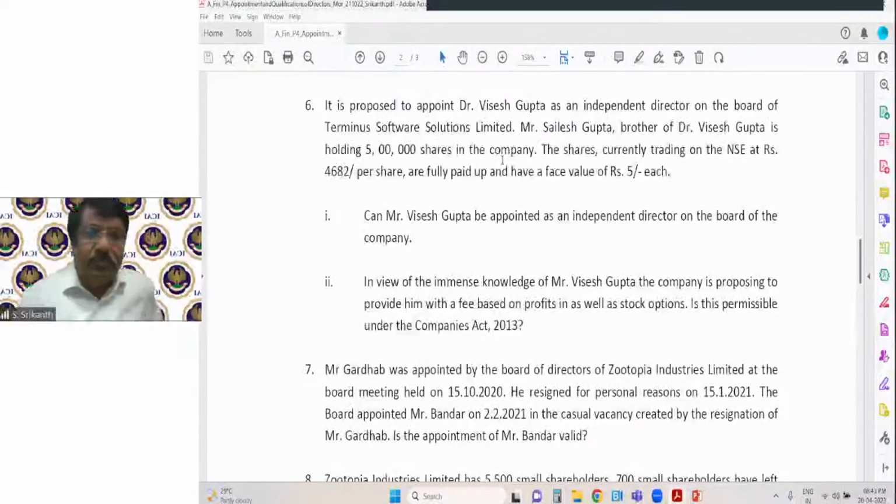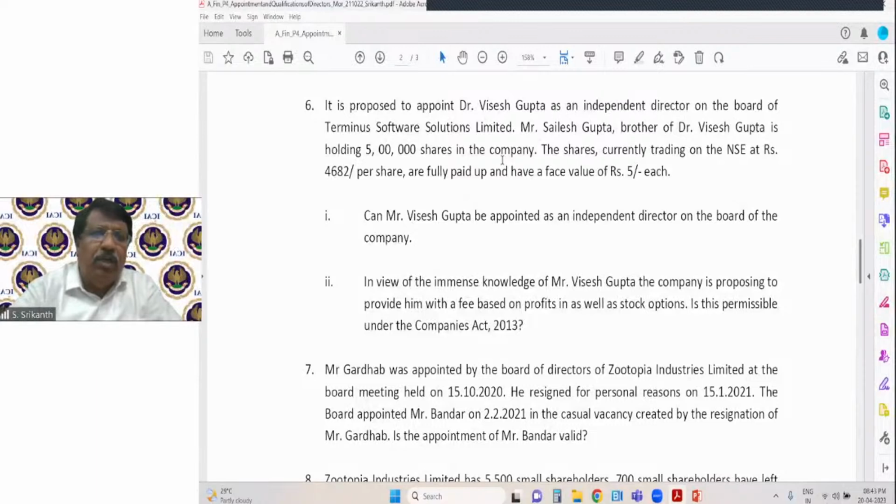Same thing here. Okay, in view of the immense knowledge of Dr. Vishesh Gupta, think about it, not 2 brothers. Dr. Vishesh Gupta, Saraswati ji has blessed him. Shailesh Gupta, Lakshmi ji has blessed. What a family, both of them. One is rich, the other is highly intelligent.